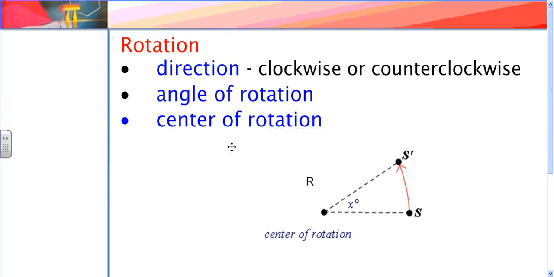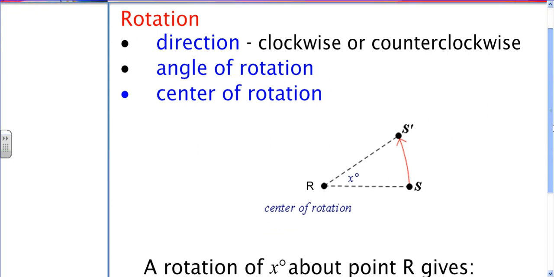I think my figure's in the way. The center of rotation is the place that's like the beginning place. It tells me where to rotate from. Okay, and we'll see an example of a center of rotation in a little bit here.